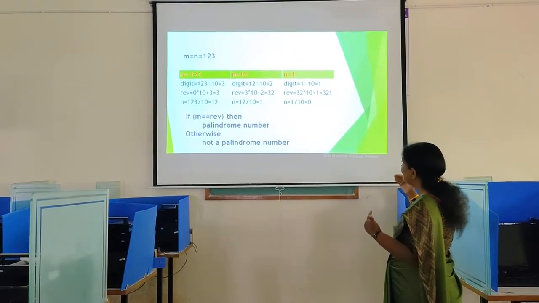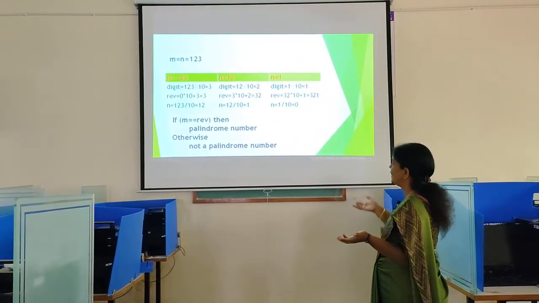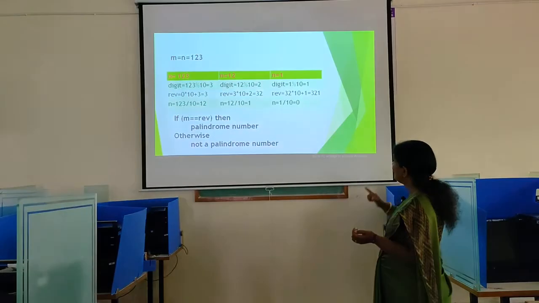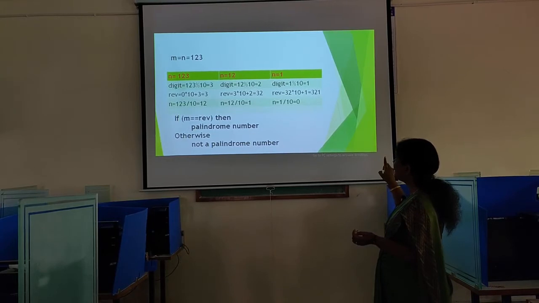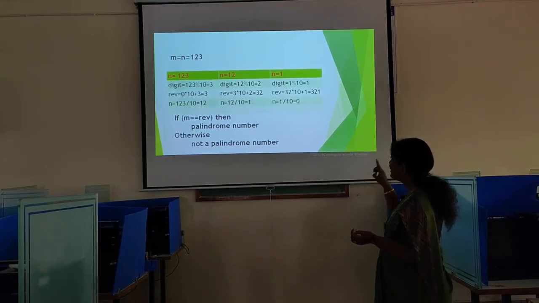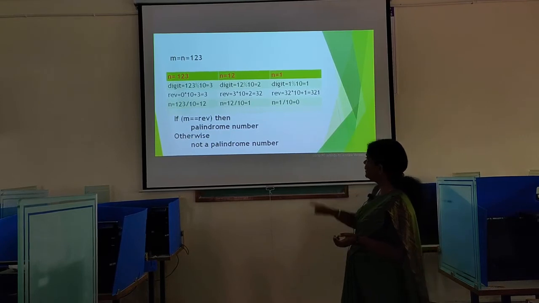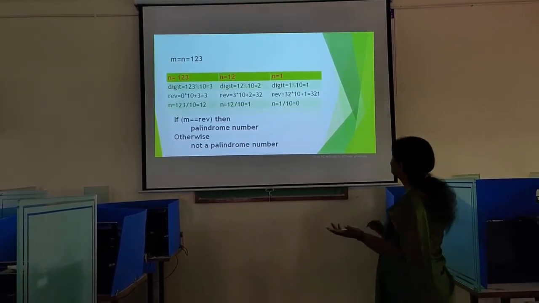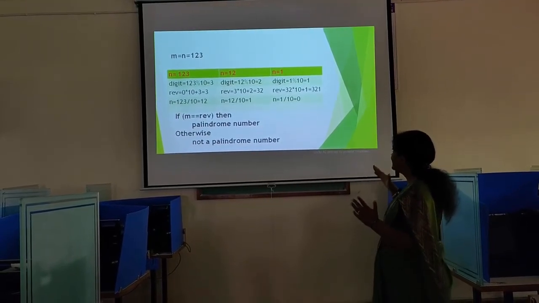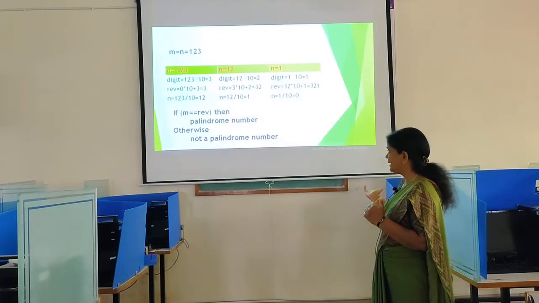So now n is 0, but what is in your reverse? The complete reverse of your number. Our actual number was 123 and the reverse we got is 321. Okay. Now n is 0. I cannot compare n with REV because n is 0, so that's why we have already stored it in m. Now m is equal to REV we are comparing, because m is 123. 123, is it equal to 321? No. So it is not a palindrome.